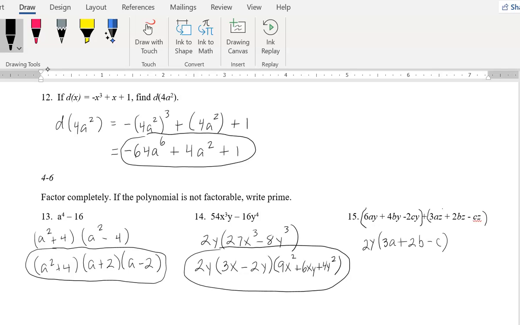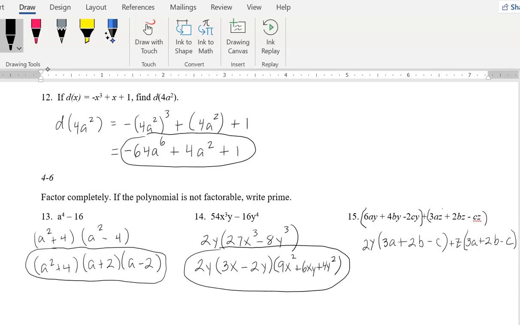All right, and then we're going to factor out z, and we're hoping that when we do, we're going to get the same result in this set of parentheses, and that tells us that we've done the correct factoring. It's set up correctly. All right, so when you divide z into 3az, you get 3a. So far, so good. Z into 2bz, that's 2b. All right, and then z into negative cz, that's negative c.